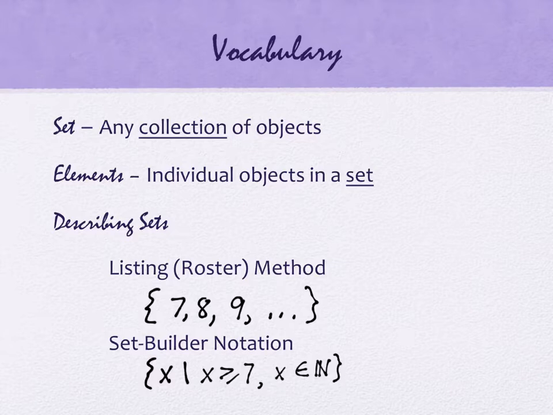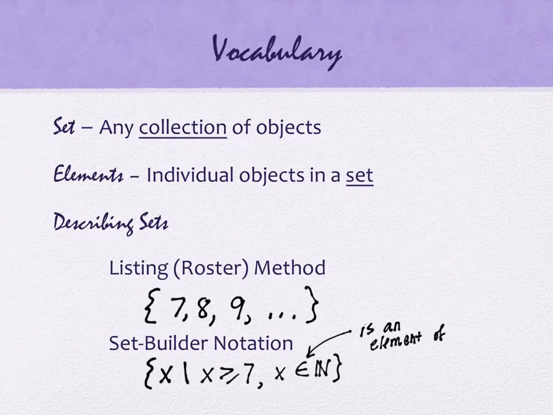This E that's sort of curly, like it's curved, means is an element of. So we will talk more about that is an element of symbol on our next slide, but that's how we read it. So we have all the X such that X is greater than or equal to 7, and X is an element of the natural numbers.